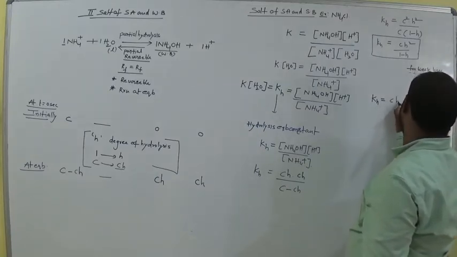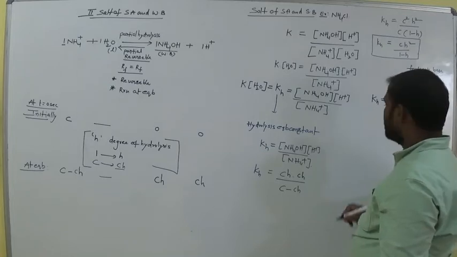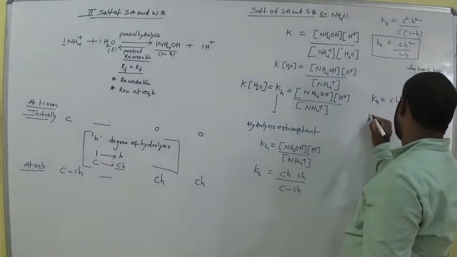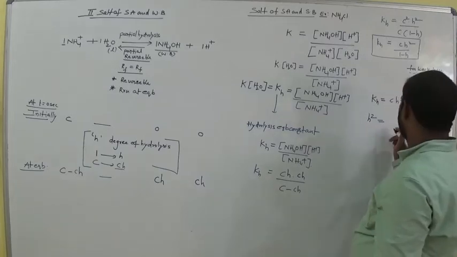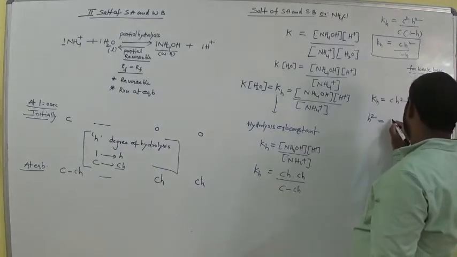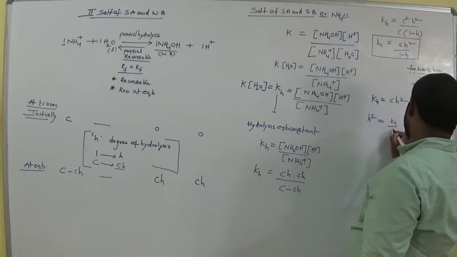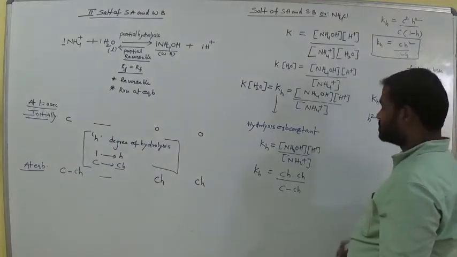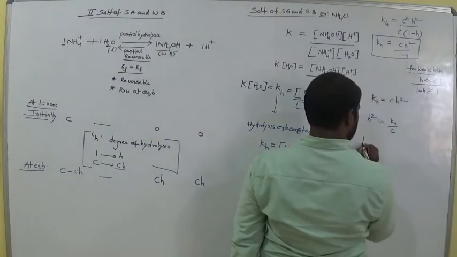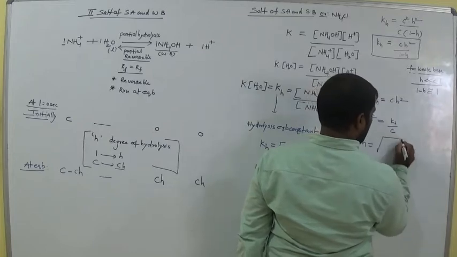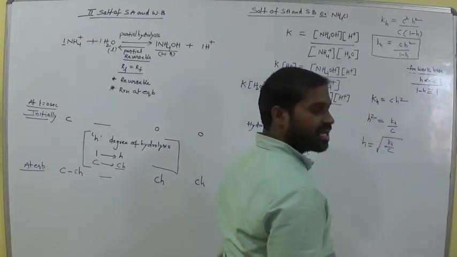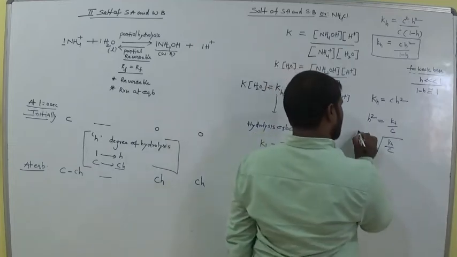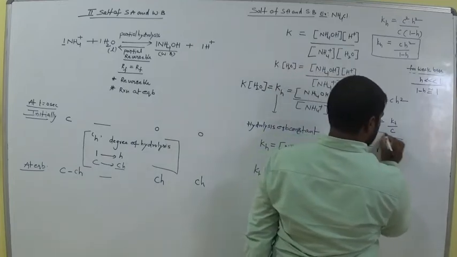Now this expression, CH square, am I right? From this, what is H square, where H means the degree of hydrolysis? H square equals KH by C. From this, H equals the square root of KH upon C, am I right? So this expression is very important.